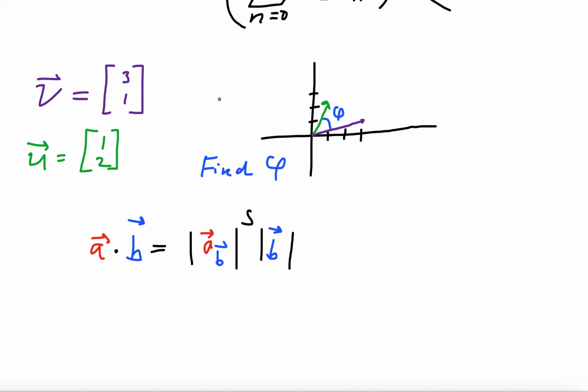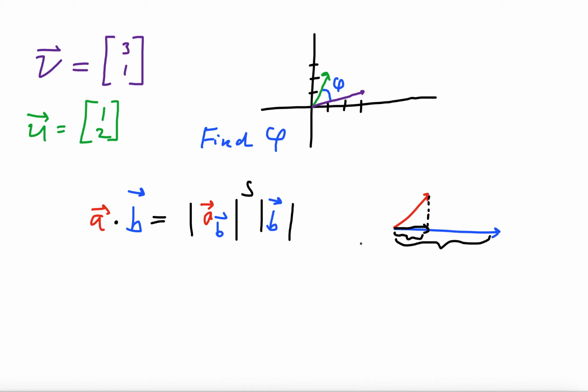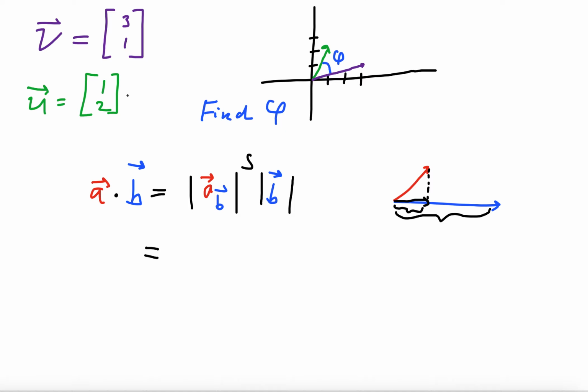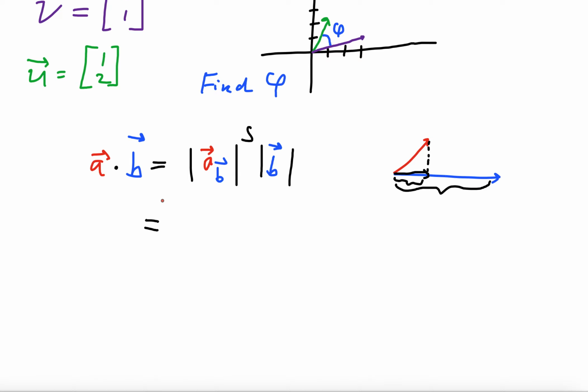Visually, if you have a vector A like this, and a vector B in blue like this, then you're projecting A onto B to get this vector. You're taking its magnitude and multiplying it by the magnitude of B, and that's the dot product. Now, this is also equal to, coming from some derivations, the magnitude of A times the magnitude of B, times the cosine of theta.